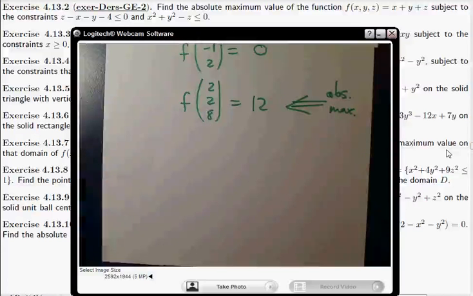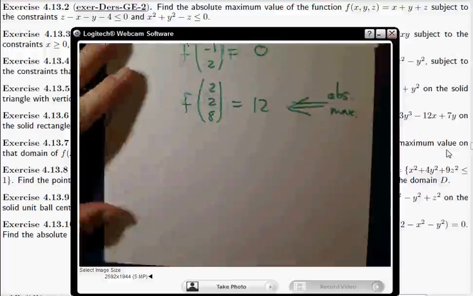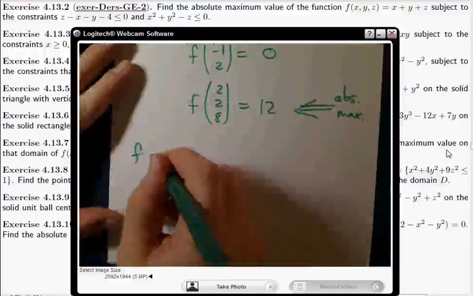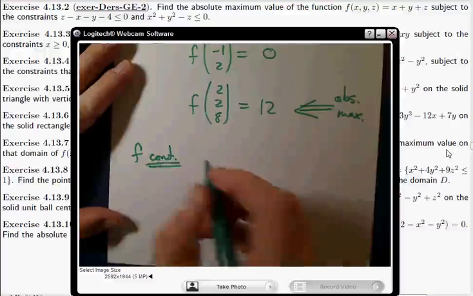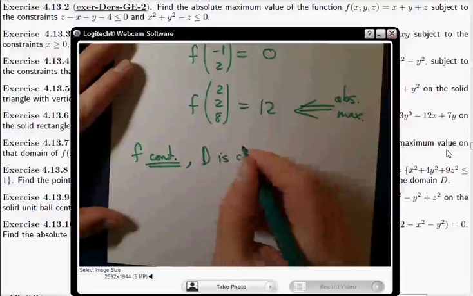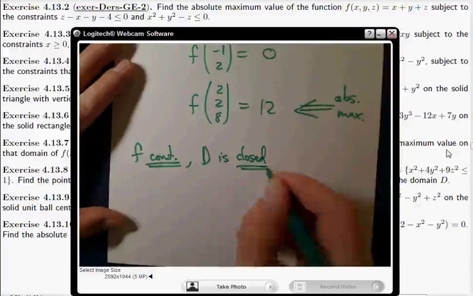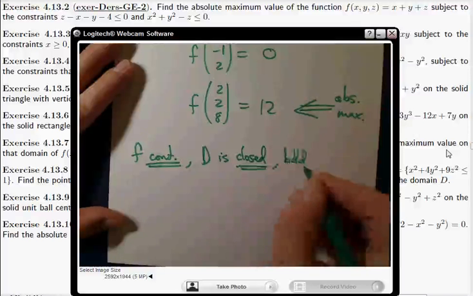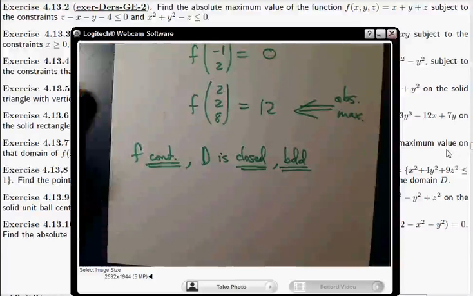Keep in mind, you can only really conclude that you have an absolute maximum if you know the absolute maximum existed in the first place. Ultimately, what we've done is a process of elimination. But the process of elimination only finds it if you know it's there. So what I have to say first is f is continuous, and our domain D is closed and bounded. So that's the first thing you have to note.